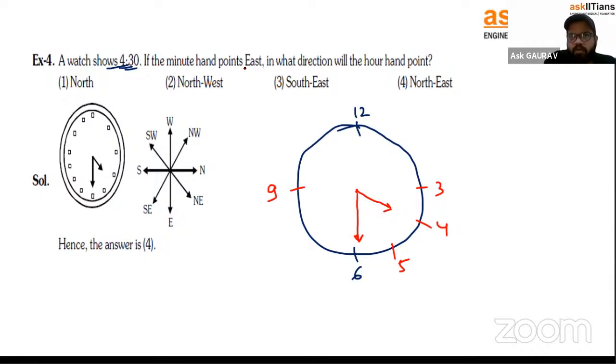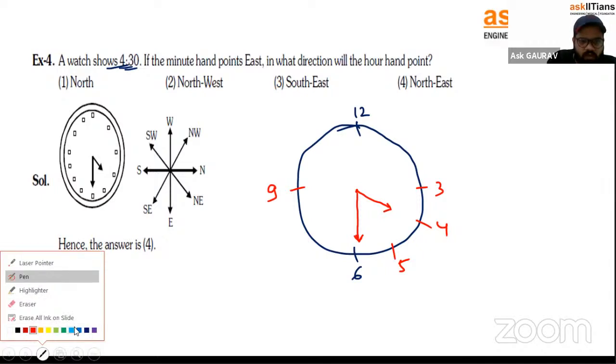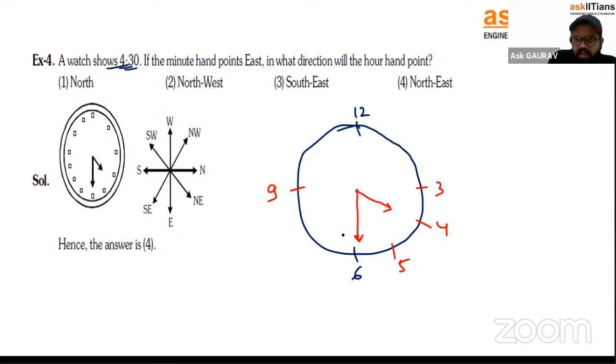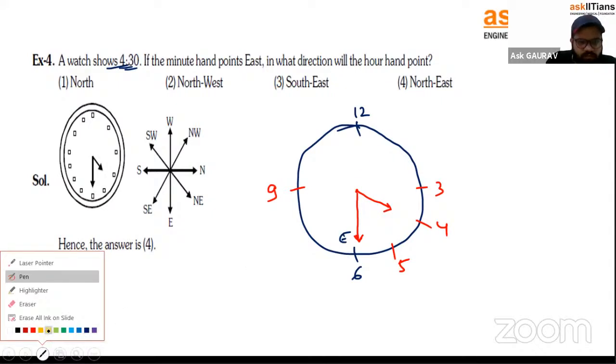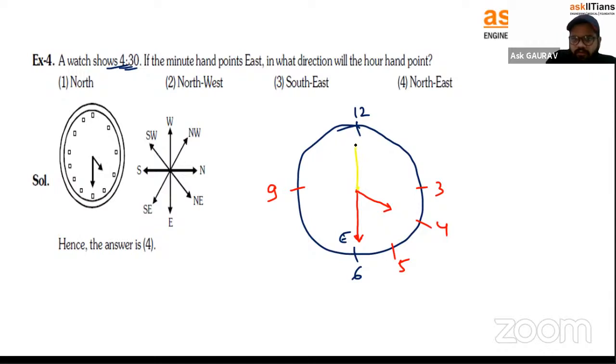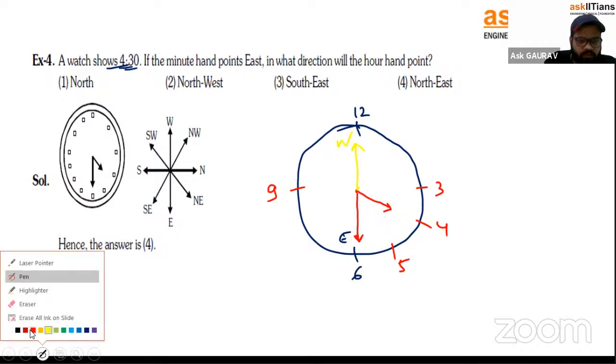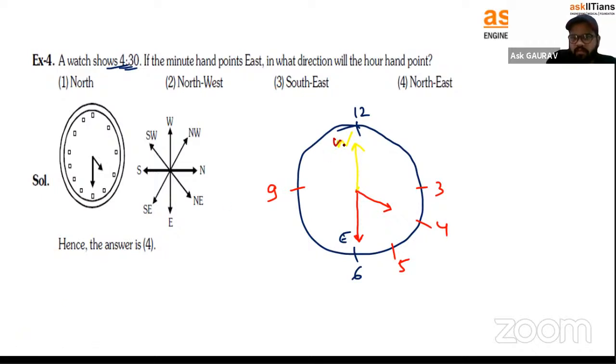If the minute hand points east, the question is saying that this direction is east. So basically, if this direction is east, the opposite to it will be west, right? Because this is north, south, west, and east. West and east are opposite to each other.